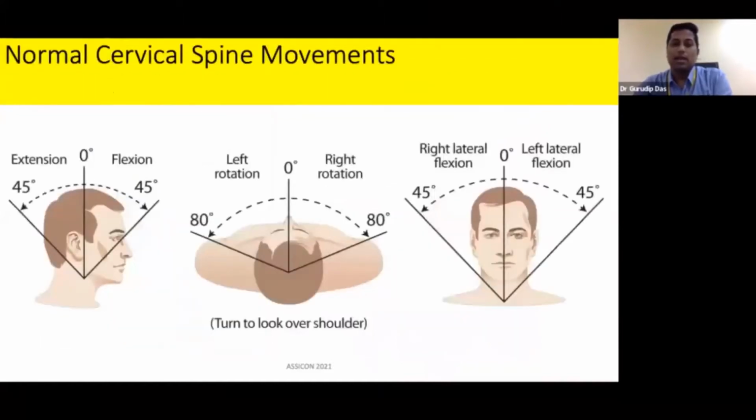Now, the cervical spine allows a good deal of movement. So, it allows almost 45 degrees of flexion and extension, and around 80 degrees of rotation on either side, and around 45 degrees of lateral bending.